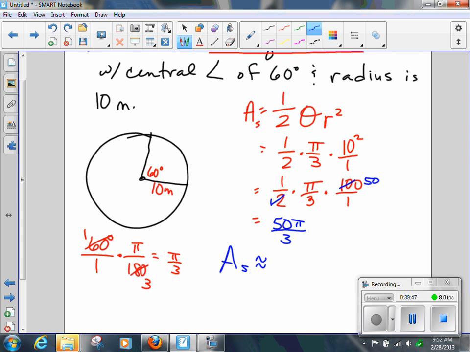Has anybody ever cut or put carpet in a room or tile or any flooring? When you went to buy it, did you buy it based upon 50 pi over 3 meters squared? No, you didn't. Put that in your calculator. What is 50 pi divided by 3? Approximately 52.4, where we would meet, yep, meters squared.